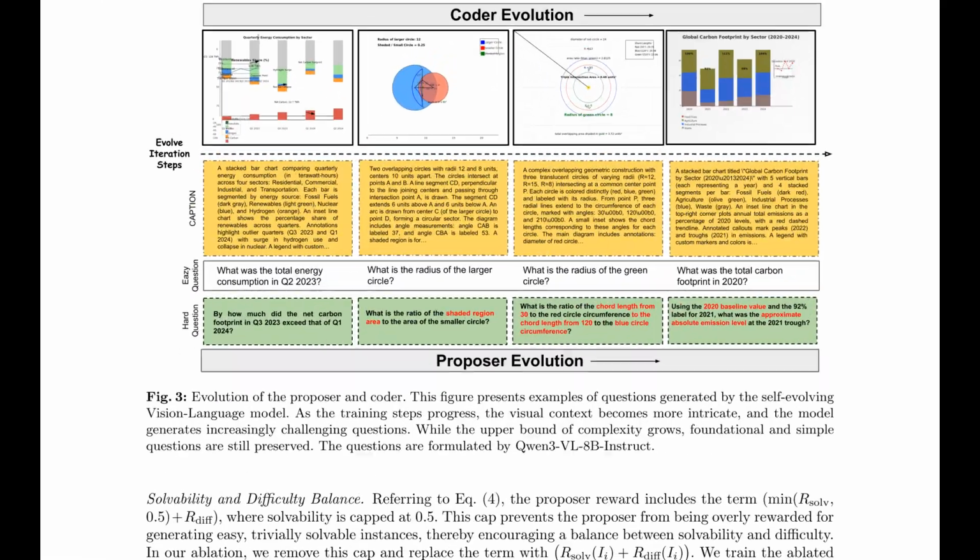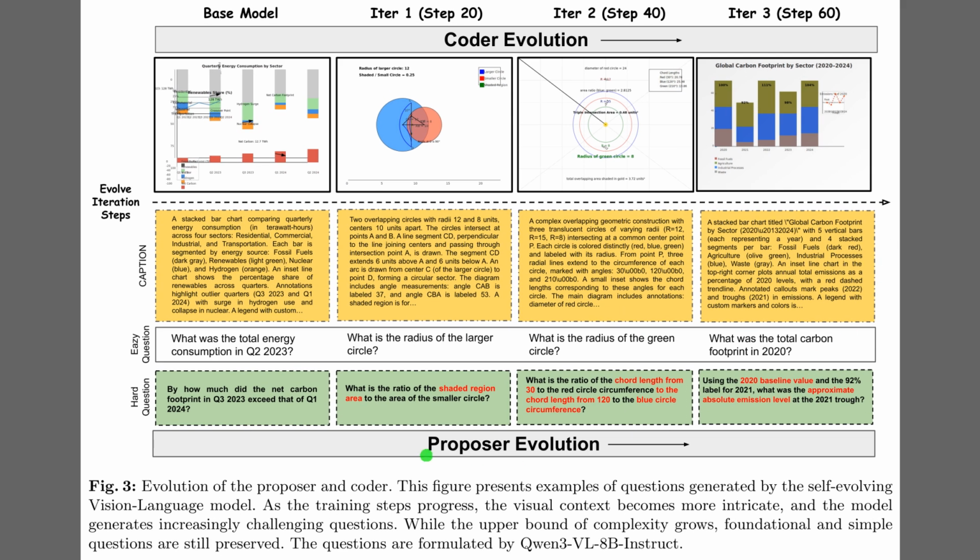Figure 3 now illustrates the qualitative improvements driving those rising success rates. The top row tracks the coder's evolution, starting on the left with a cluttered, overlapping chart from the base model. By iteration 3 on the far right, it successfully renders a clean, complex, stacked bar chart. Meanwhile, the bottom rows illustrate the proposer's progress. As the visuals improve, the generated hard questions transition from simple value lookups to complex, multi-step calculations that demand much deeper reasoning.